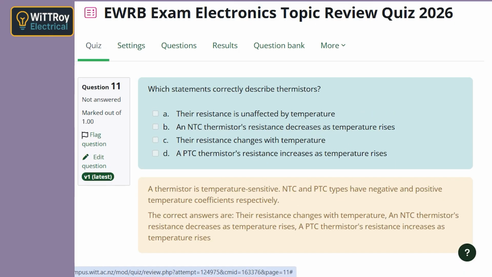Question 11. Which statements correctly describe thermistors? I chose their resistance is unaffected by temperature. I mixed thermistors up with ordinary fixed resistors. You have mixed up two different functions there. That's all right, let's separate them.